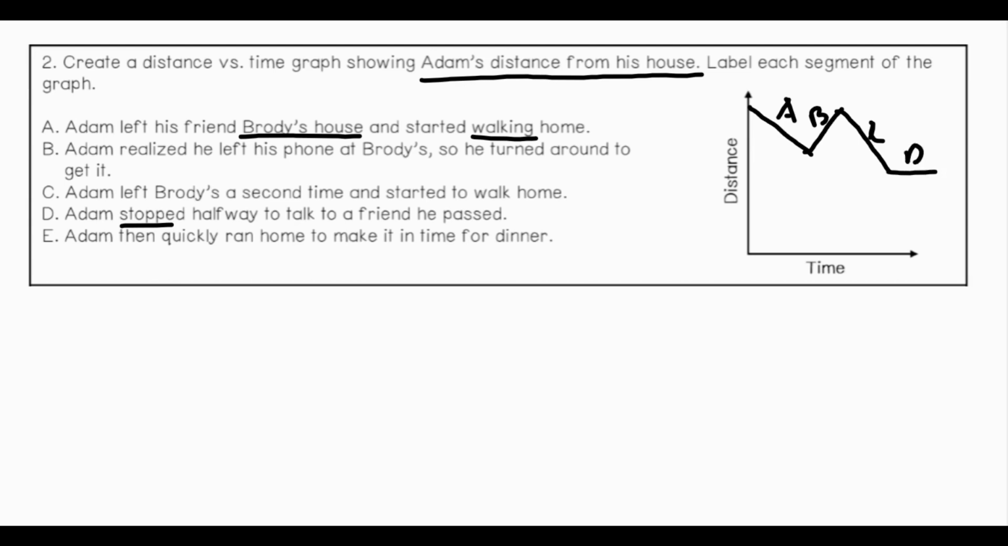And then part E, Adam then quickly ran home to make it in time for dinner. Now, quickly ran home would tell me that it is a faster pace than him walking home. So I should have a more slanted line here. And then this would be part E. So this is the graph of Adam's distance from his house.